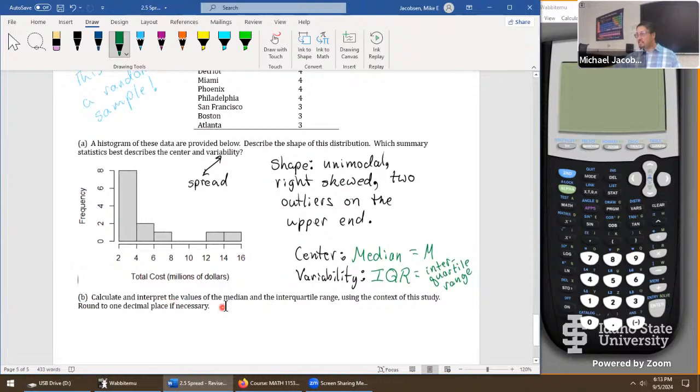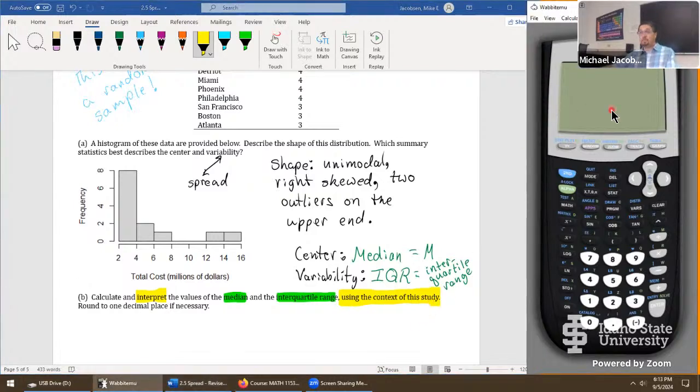Now, part B just asks us to calculate and interpret the values of the median and interquartile range. That tells us we're on the right track with using those. But we want to interpret them using the context of this study. So this is the challenge in statistics sometimes. It's not as hard to get the values in the calculator and crank them out. This would be about our 5th or 6th time doing it. What is hard is interpreting them, even harder, using the context as you go. So let's take our time with that.